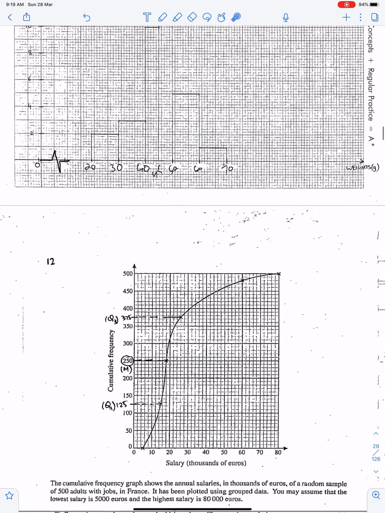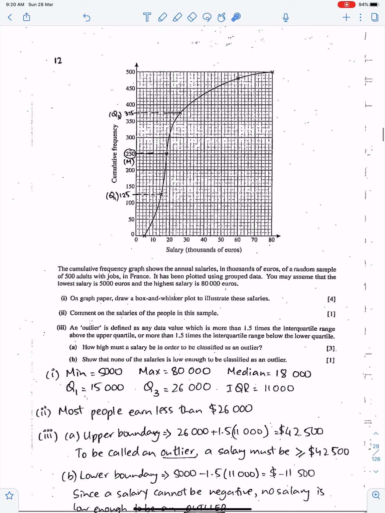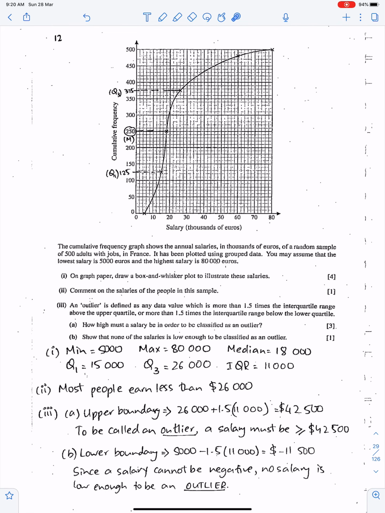We have done this question. 12. I think, okay, we have to do this sum. I thought I already had done this question, but we haven't done this before. The cumulative frequency graph shows the annual salaries in thousands. This is the scale of euros of a random sample of 500 adults with jobs in France. It has been plotted using grouped data. You may assume that the lowest salary is 5,000 here and the highest salary is 80,000.